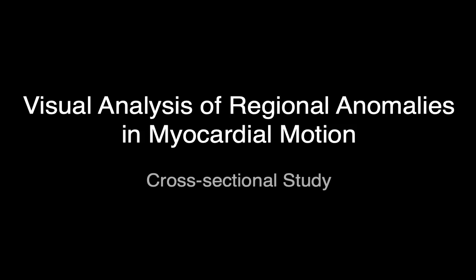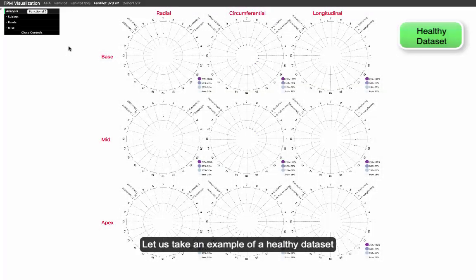In this video, we will see how the visual analysis of regional anomalies in the myocardial motion is performed. Let's take an example of a healthy dataset.